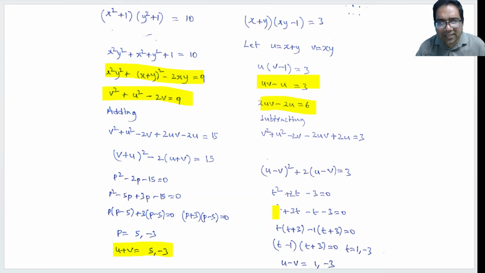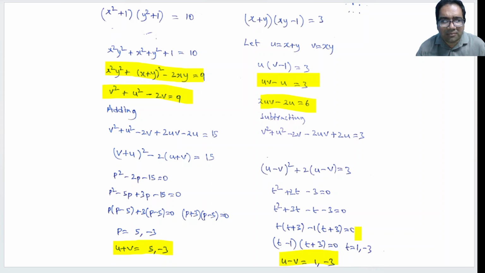Then we can again factorize this as t² + 3t − t − 3, since 3t − t is 2t and 3 times −1 is −3. So this becomes t(t + 3) − 1(t + 3), so t is either 1 or −3. What does that mean? u − v is 1 or −3. What is u? x + y, and v is, sorry, xy. So x + y − xy is 1 or −3 and x + y + xy is 5 or −3. Now this is much more simplified than the original two equations.